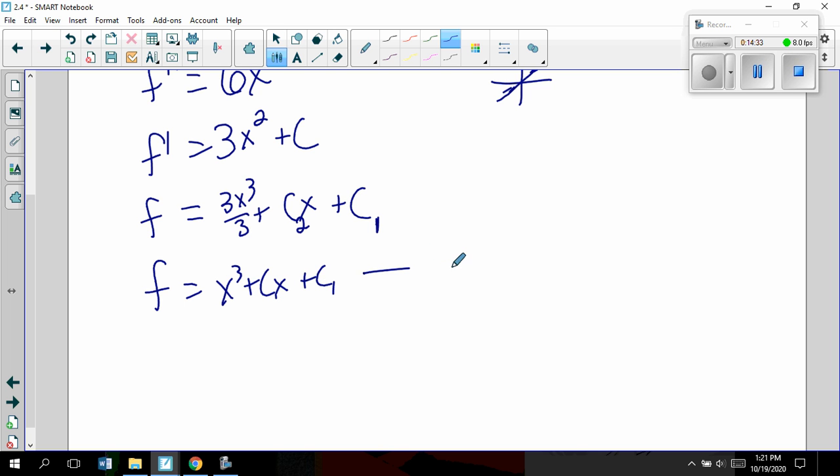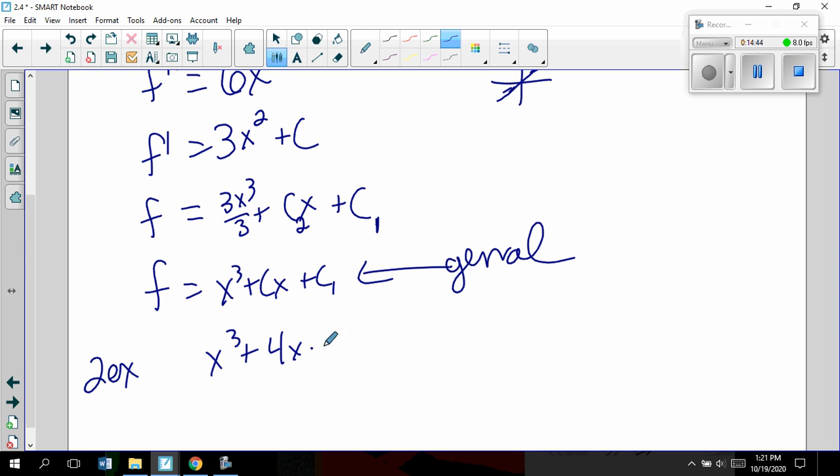So again, here's my general solution. Maybe it wants 2 examples, then let's say x cubed plus 4x minus 187. There's one, and another one, x cubed minus 8x plus 10. See? So this would be 2 examples. This is your general solution. All right, that's it for the end of 2.4 here.